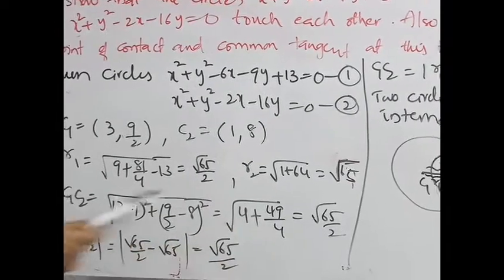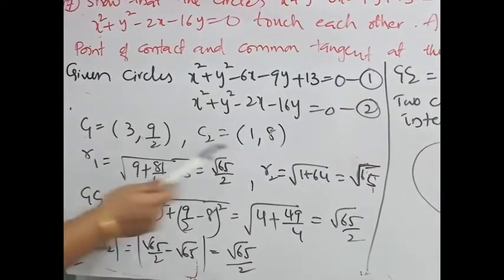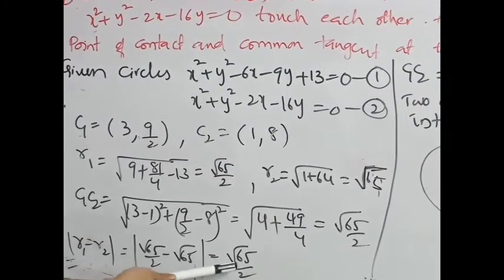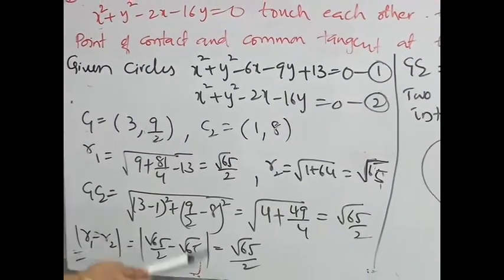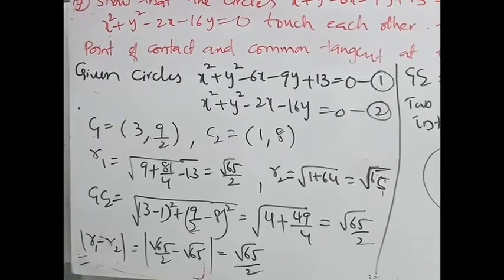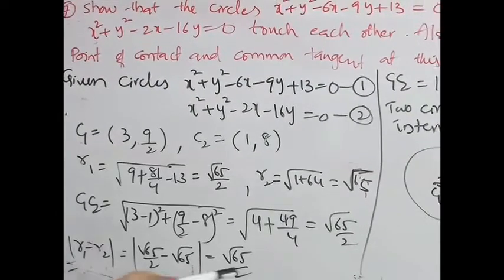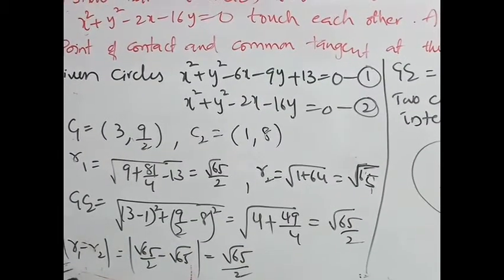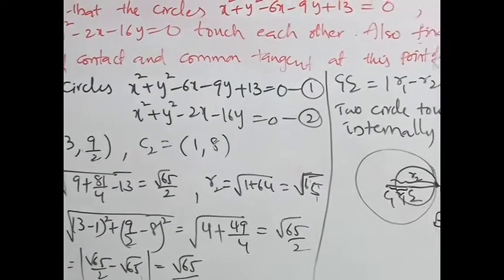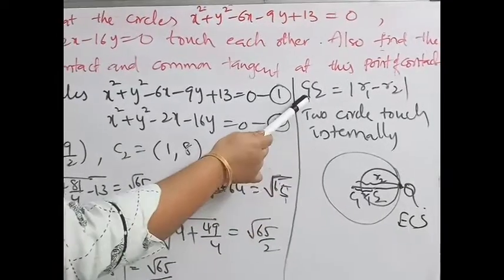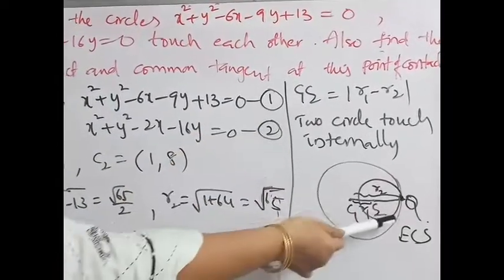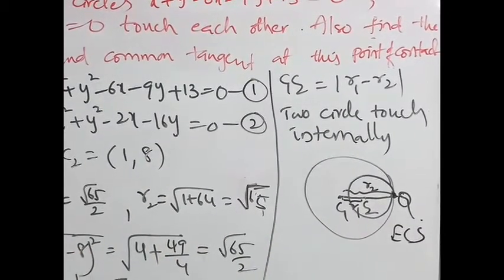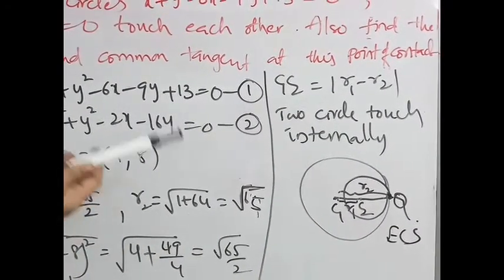So what we can say, C1, C2 is nothing but R1 minus R2. So take R1 minus R2, then it will be root 65 by 2. That's why we are taking modulus, because the distance is obviously positive. So, are they equal or not? Yes, obviously C1, C2 is equal to R1 minus R2. What is the relative position of two circles when this condition came? What we can say? Two circles touch each other internally, as we have discussed in the previous concept.